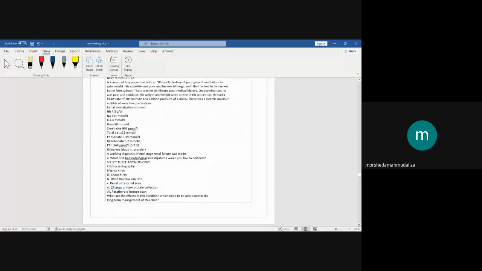A 7-year-old boy presented with an 18-month history of poor growth and failure to gain weight. His appetite was poor and he was lethargic, such that he had to be carried home from school. There was no significant past medical history. On examination he was pale and his weight and height were on the 0.4 percentile. He had a heart rate of 104, blood pressure 120/65. So what do you get here?